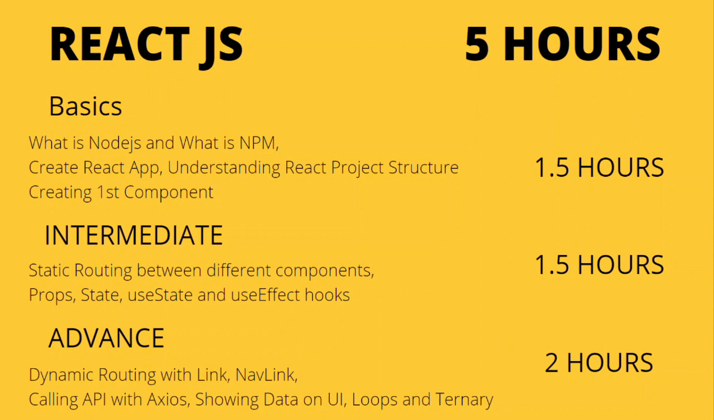And finally, go ahead and learn for another 2 hours in the advanced concepts, things like dynamic routing with Link and navigation, or NavLink, which you can of course learn by doing a small project. And then you should also learn how to call APIs with the Axios library, and the data that you get from the API, how to show it and loop through it on the UI. And of course, how do you apply the conditional ternary operator in your React component? You should also learn about that.